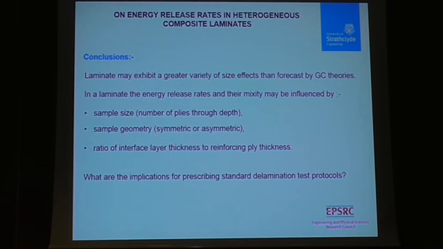What I've first of all shown is that a laminate material may exhibit a greater variety of size effects than forecast by generalized elasticity theories such as Cosserat elasticity. In a laminate, the energy release rate and their mixity may be influenced by, hopefully shown that they're influenced by the sample size. So when you have a very thin laminate with just a few plies in it, your nominal energy release rate may be different from the case where you have a thick ply. It also depends on sample geometry, as I've shown by looking at both the symmetric and asymmetric cases.